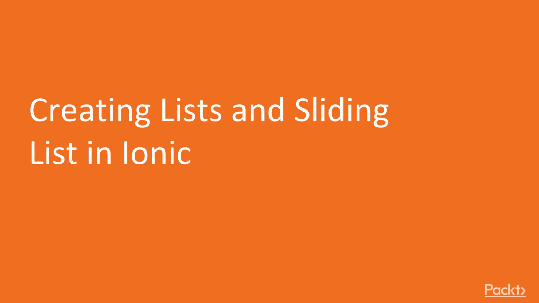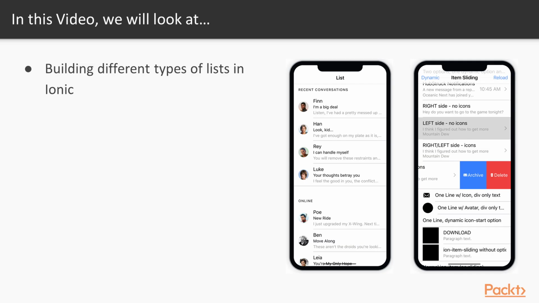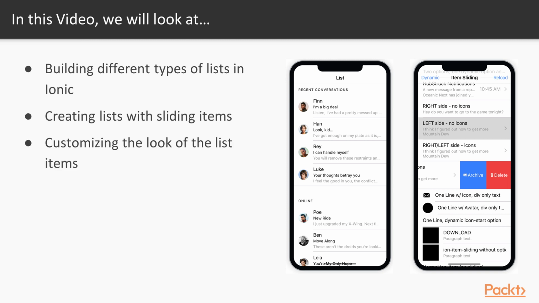Lists and sliding lists. In this lesson, we are going to learn how we can create different types of lists in Ionic. We'll also learn how we can create lists with slidable items. In slidable lists, the items can be slid either to the left or to the right to reveal options that are otherwise hidden. And finally, we'll learn how we can customize the look of these list items.